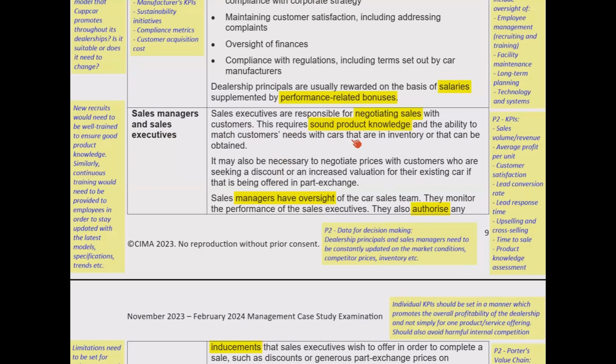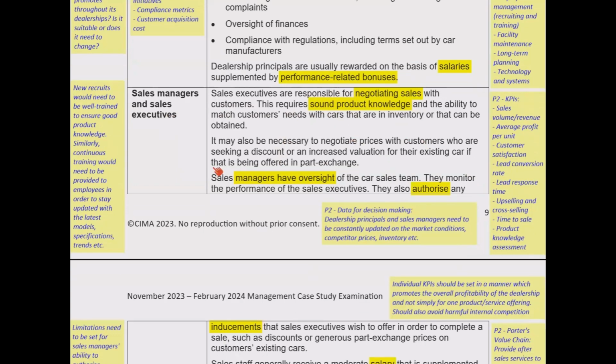They are going to be doing that selling. They also will be negotiating prices on a part exchange of their existing car. So again, the skills and knowledge and data, thinking again P2, data for decision making, they need at their fingertips about not only the new car they're selling, but the value that they could offer for the used car. That's all going to be very, very important. So well-trained, good product knowledge, good data, absolutely vital.